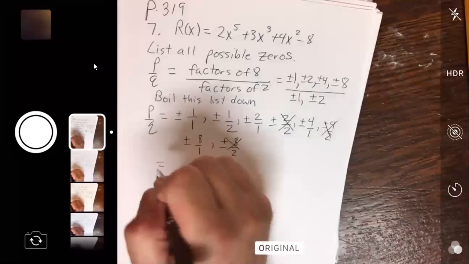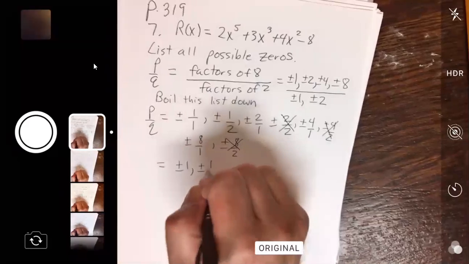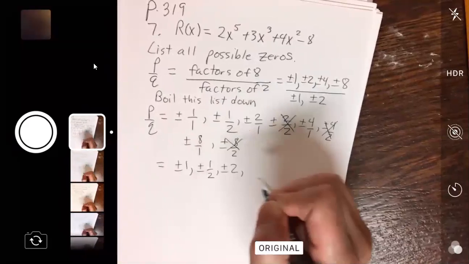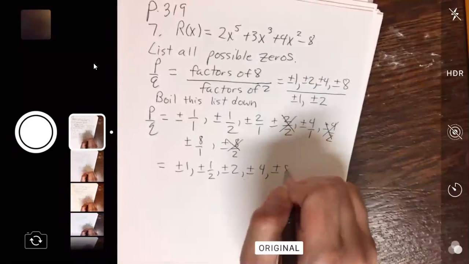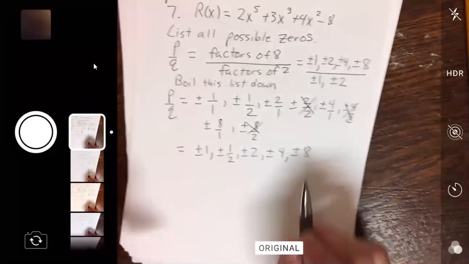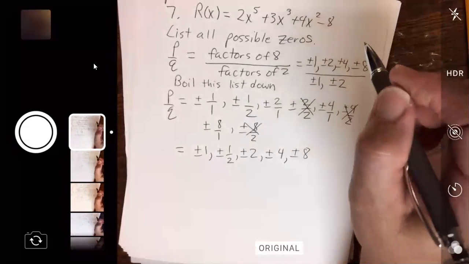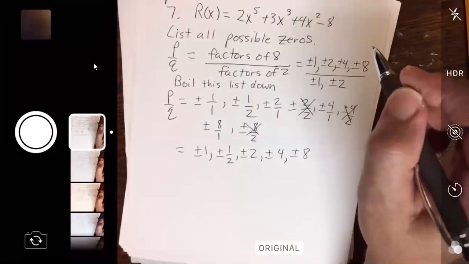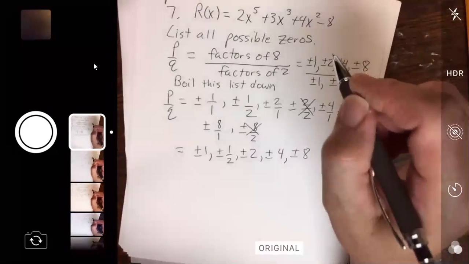So if you want to collect this, 1 over 1 is 1, plus minus a half, plus minus 2, plus minus 4, plus minus 8. That is the list of all possible zeros. The zeros of this original will come from this list. Have we lost anybody? Nope. All right, okay. Are we ready to go on and take the next step?